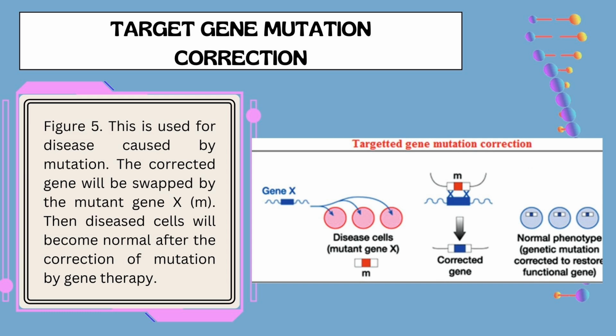So, yung normal phenotype ng gene mutation corrected to restore a functional gene therapy. So, in short, this process visually represents the gene therapy correcting a genetic defect by replacing a mutated gene with a healthy copy via a mechanism similar to homologous recombination. So the outcome will be the restoration of normal cellular function, which is yung normal phenotype, genetic mutation ay nare-restore na siya into normal process.